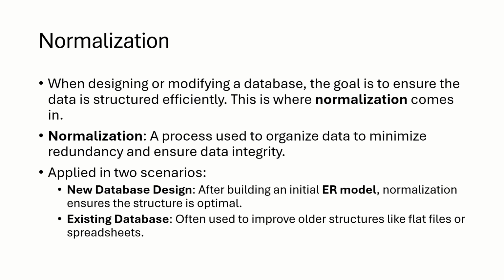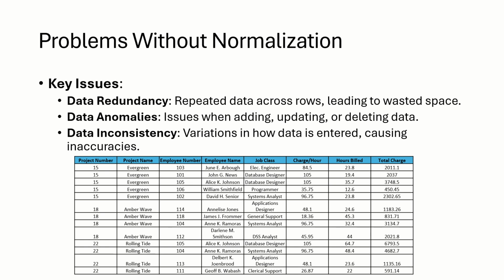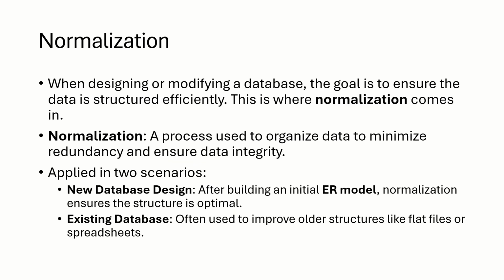So, what is normalization? Normalization is a process used to organize data to minimize redundancy and ensure data integrity. Okay, because when we're trying to design or modify the database, the goal is to ensure the data is structured efficiently. We don't want a lot of data to be redundant, duplicate, not unique. Sometimes this is not a very efficient way to look up the data. So this is where normalization comes in.